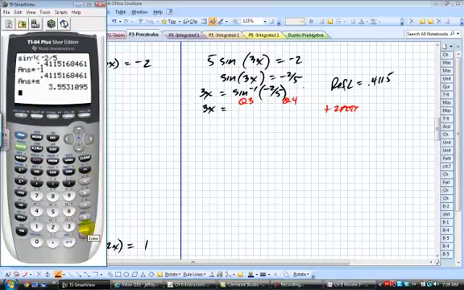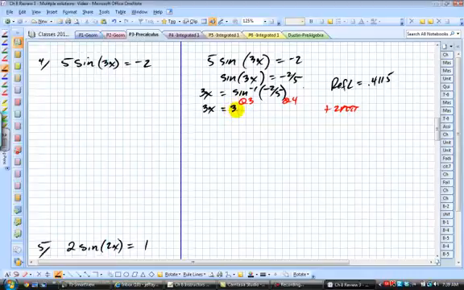Now you can tell that's quadrant 3 because pi is 3.14. This is bigger than that, so you know you're beyond pi radians, so you're in quadrant 3. And so it's 3.553, plus my quadrant 4 angle.